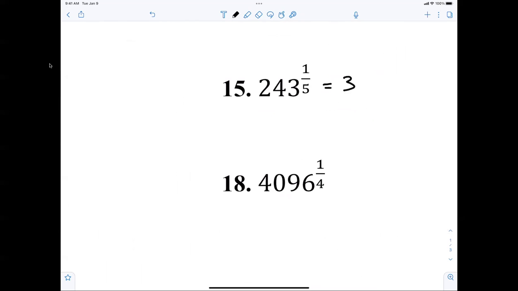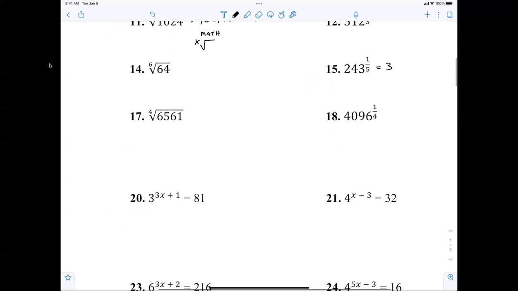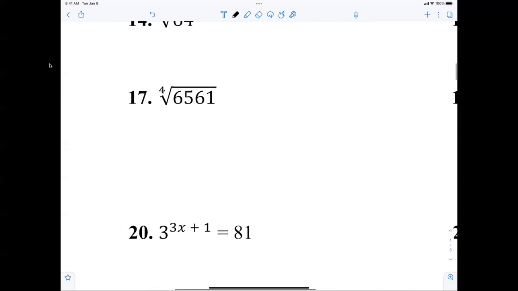3. Everybody okay with that? Now, again, this is just knowing your calculator. 3. All right, good. All right, now let's take a quick look at 17. The fourth root of 6561.